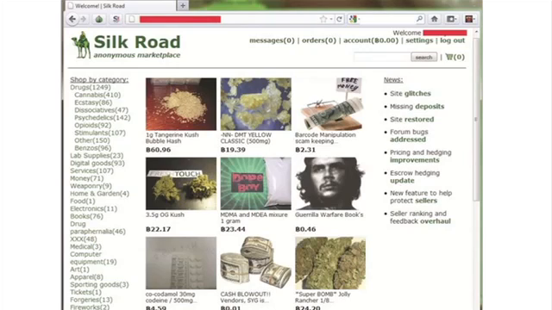So Silk Road operated as a Tor hidden service, something that was discussed in an earlier lecture. So by operating as a Tor hidden service, the Silk Road servers could be hidden from law enforcement, so they were difficult for law enforcement to reach. Because Silk Road used Bitcoin for payment, it was also difficult for law enforcement to follow the money and figure out who the people participating in the market were.